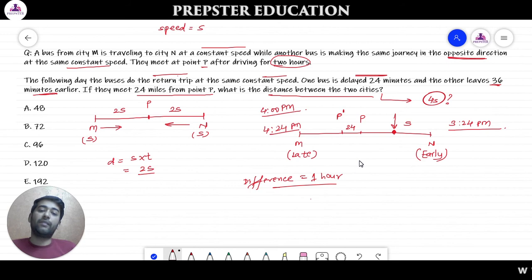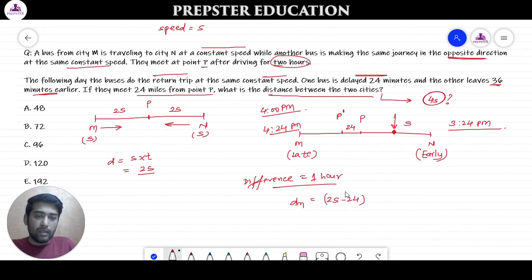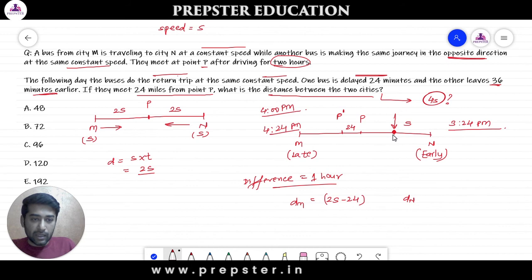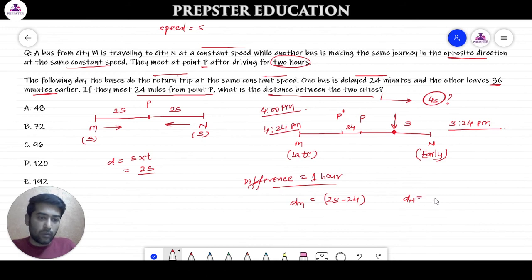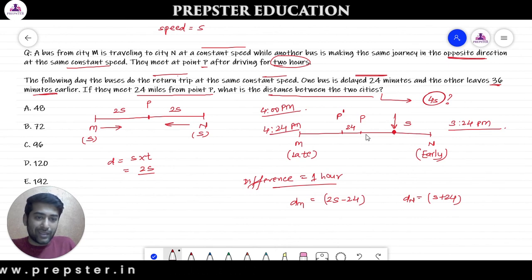Now since they'll be traveling for the same amount of time at the same speed, the distance covered by them would be equal. So the distance that the bus from city M covers would be 2S minus 24, since we already know this is 2S. Whereas the distance covered by the bus which left city N, which is already here, would be S plus 24. Why S plus 24? Because it used to cover 2S and already covered S, so this distance is S again and 24 miles more.